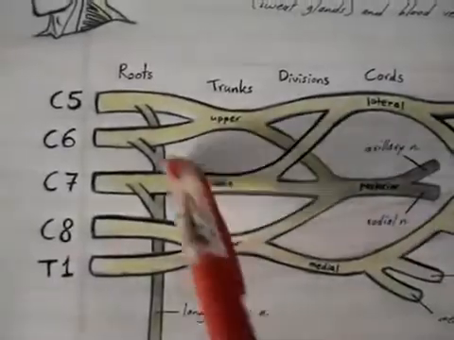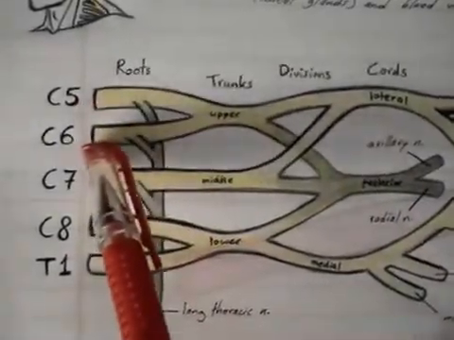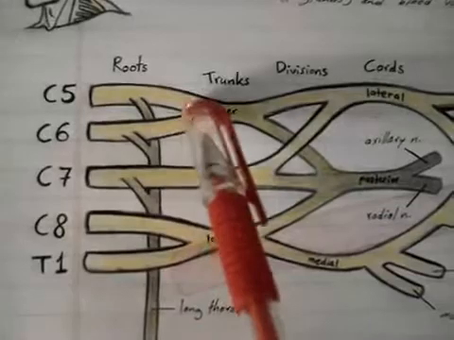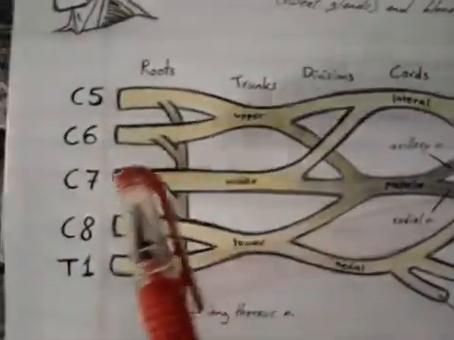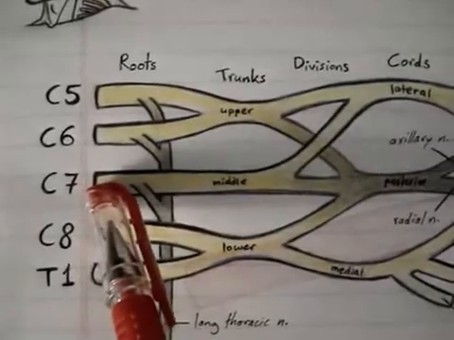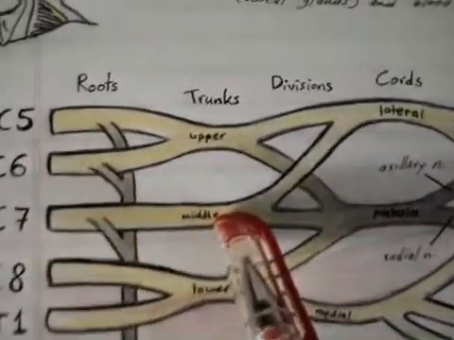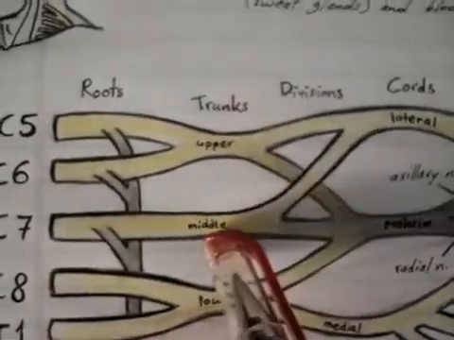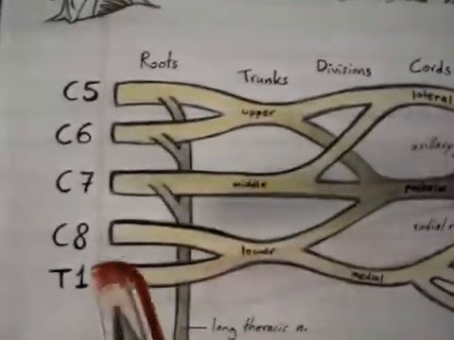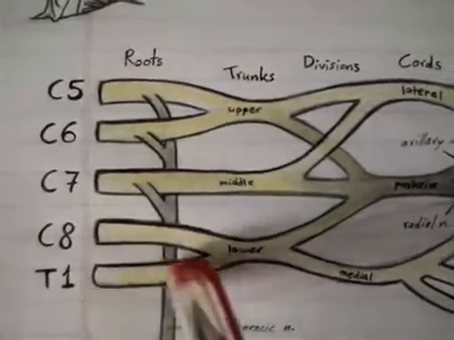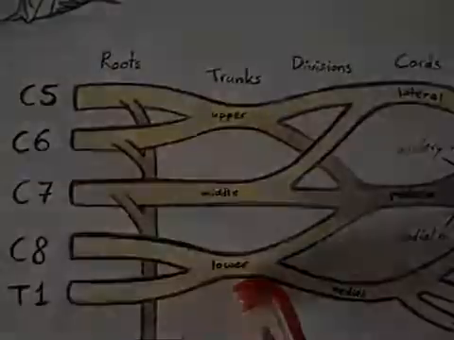As you can see, the roots of C5 and C6 combine together to form the upper trunk. Root of C7 continues as middle trunk. It doesn't combine with anything, it stays alone. Middle trunk. And roots of C8 and T1 combine to form the lower trunk.